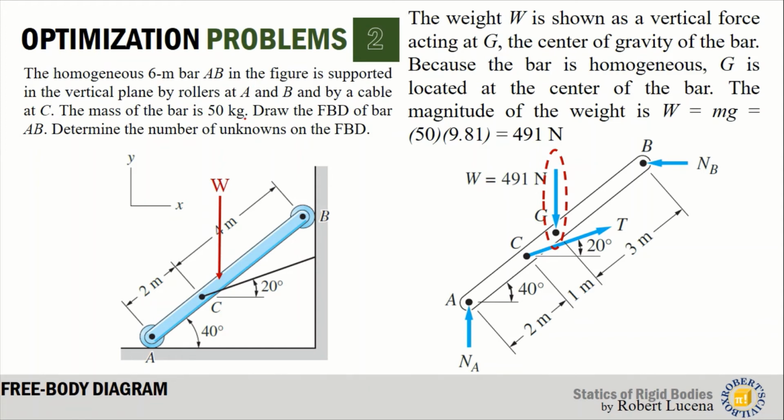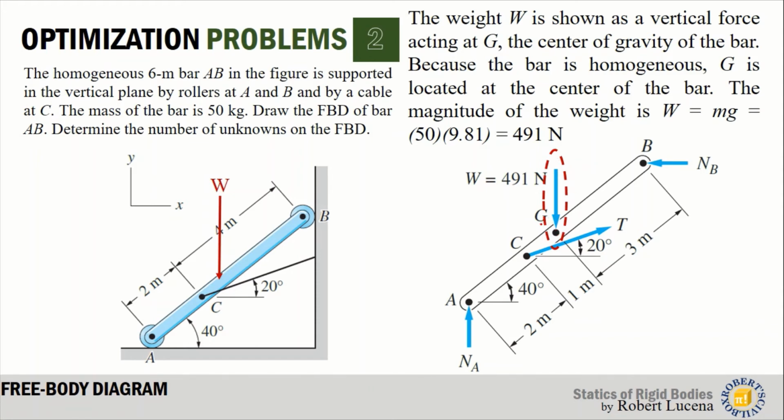Now to get the weight of this bar given its mass, simply multiply it by the acceleration due to gravity, that is 9.81, and you will get 491 Newtons. Now, you apply the value of W at the center of gravity of this bar AB. Why at the center of gravity? As I have discussed, the mass or the resistance passes through the center of gravity. Okay?